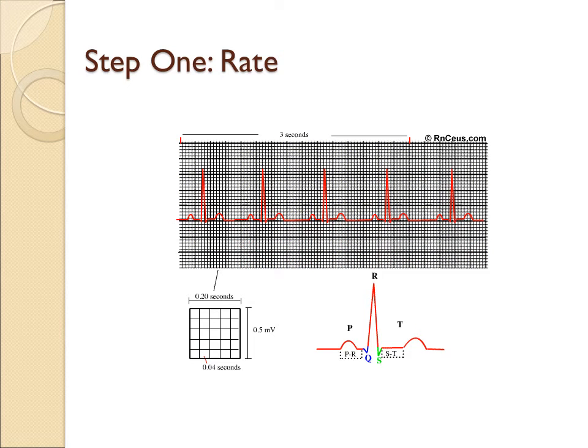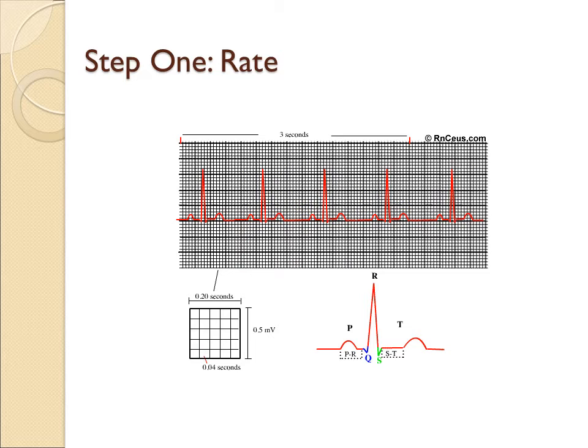So, first things first, let's determine the rate. On every ECG, they have marks at the very top of the rhythm strip. You'll see where it says 3 seconds at the top of this rhythm strip. They'll have lines, and for each line it's 3 seconds. So the next line would be another 3 seconds. So if we were to count the number of QRSs between those lines for 6 seconds, we could determine what the rate of this rhythm strip was.